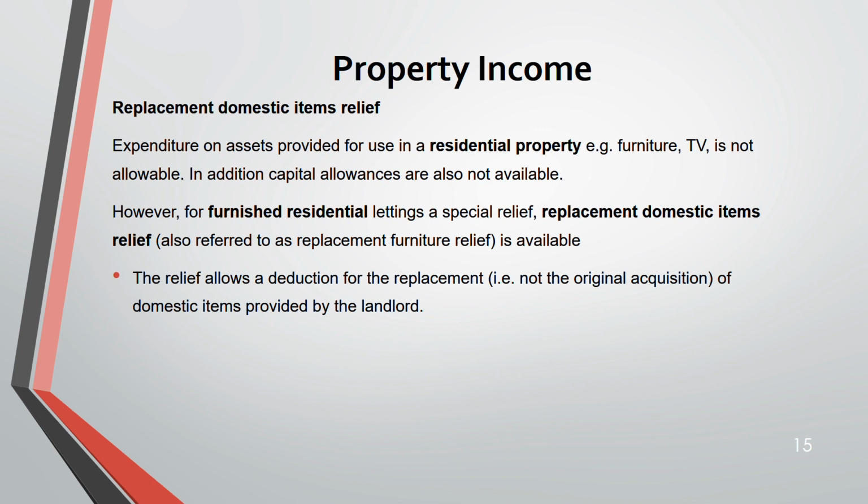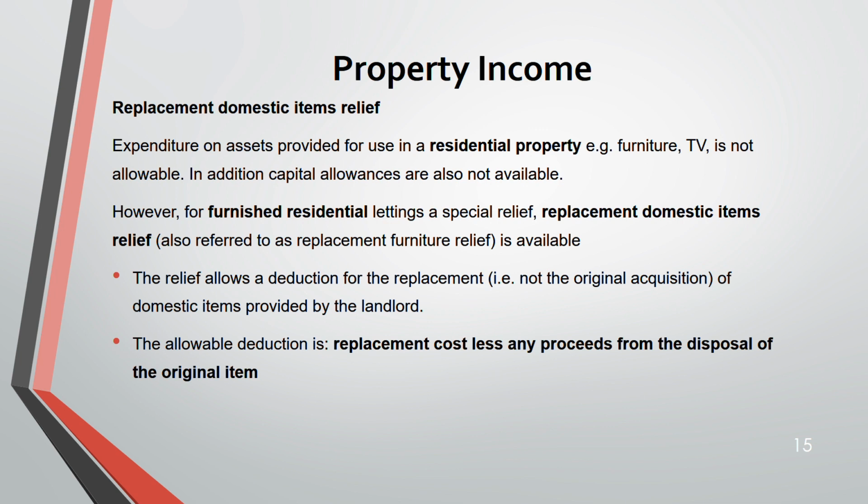How does it work? This relief allows a deduction for the replacement, not the original acquisition, of the domestic item provided by the landlord. Let's say after 3 or 5 years you want to replace the furniture. It has to be of a similar nature. Let's say you are getting a new washing machine; it needs to be a similar asset. You can't buy a totally different, unrelated asset. Then only you will get the replacement relief. When you're replacing it, you can deduct that. But the original cost, when you bought the asset for the first time, nothing is going to happen there. Only at the time of replacement can you deduct. So the allowable deduction is replacement cost minus any proceeds from the disposal of the original item. You need to remember this formula.